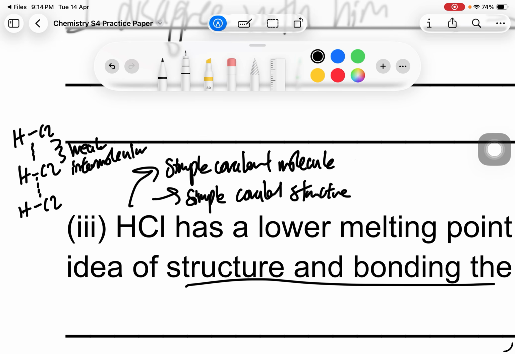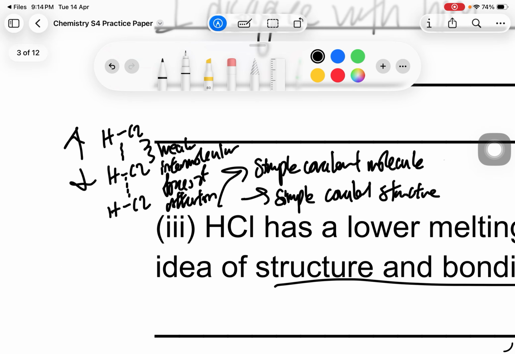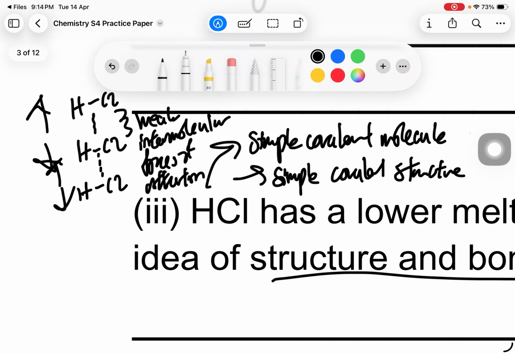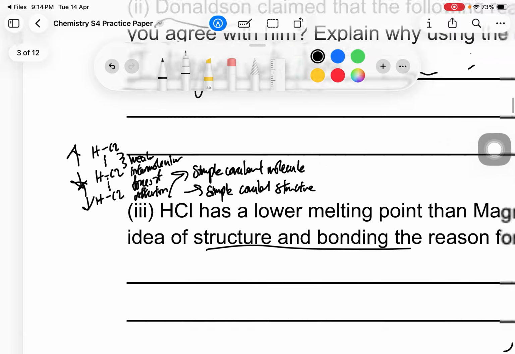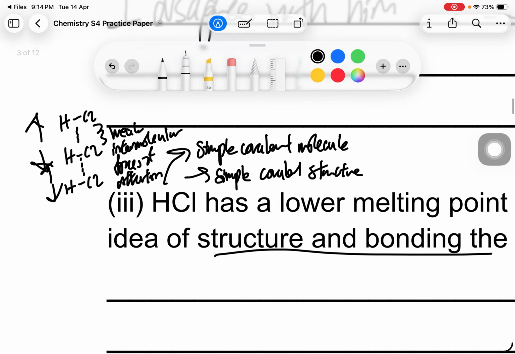intermolecular forces of attraction. Since it's weak, you don't need as much energy to overcome these forces and break them apart. Therefore, the amount of energy needed is very low, so your melting point will also be very low, because only a little bit of energy is needed to overcome these weak intermolecular forces of attraction between these HCl molecules.